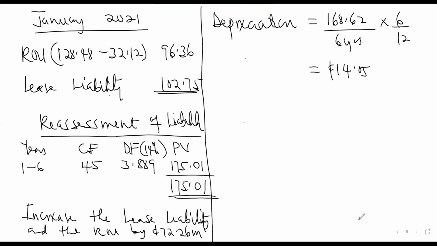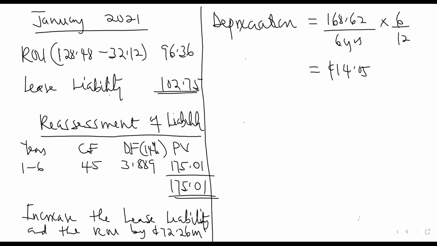I'm having 14.05. Okay. How did you get 168.62? It's rather 103.6, the depreciation. 103.62 divided by 6 is 14.0.